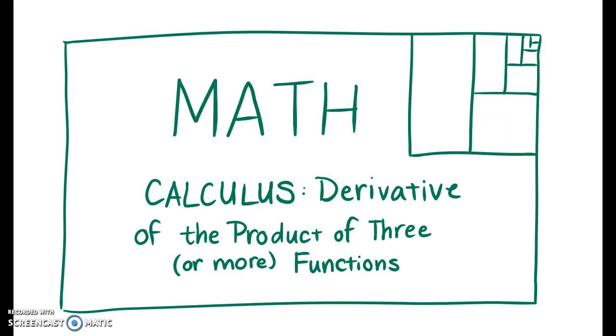Today in math, we'll be discussing the derivative of the product of three or more functions. Let's say we have three functions, f of x, g of x, and h of x, and we define some other function y of x to equal the product of these three functions, namely y is equal to f times g times h. Now what we want to figure out is what's the derivative of y of x, namely what is dy over dx? What is this equal to?